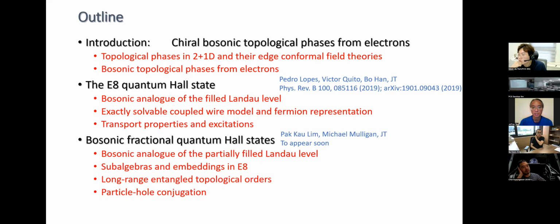In the first part, I'll make the connection to the E8 quantum Hall state as the bosonic analog of the filled Landau level. The most obvious way to generalize or move forward is to look at partially filling this state. For example, for a Landau level, if we partially fill it, we get the Laughlin 1/m state. There's also a notion of fractionally filling the E8 quantum Hall state, and this leads to some long-range entangled topological states. There's a family of them, and I'll try to present that family in this talk.